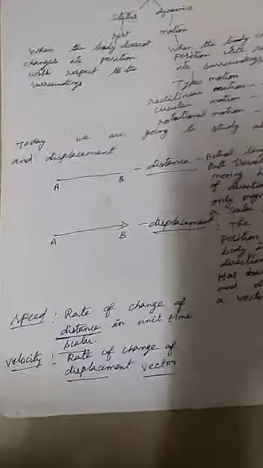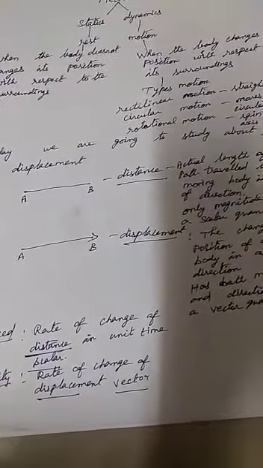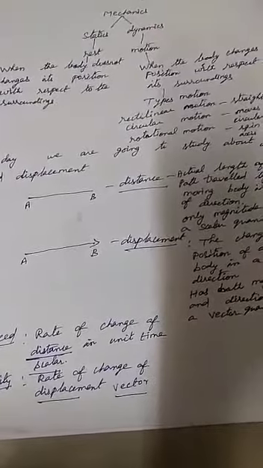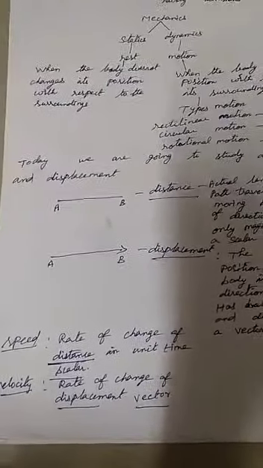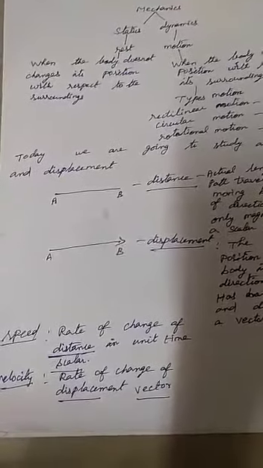The next one is velocity. So what's velocity? The rate of change of displacement is called velocity. Here in velocity we are mentioning the direction, so that is a vector quantity.